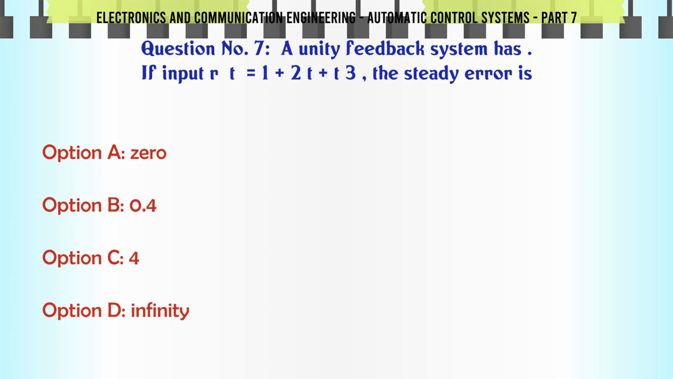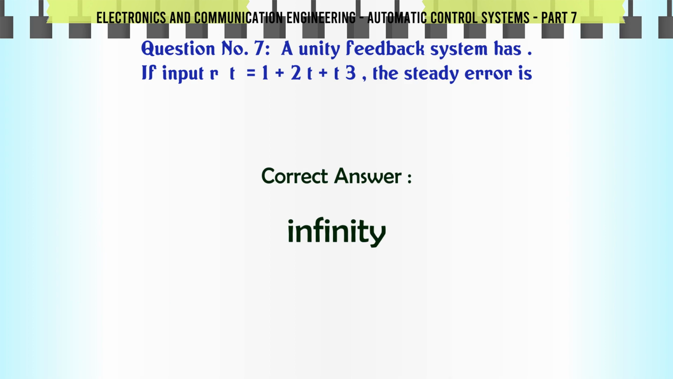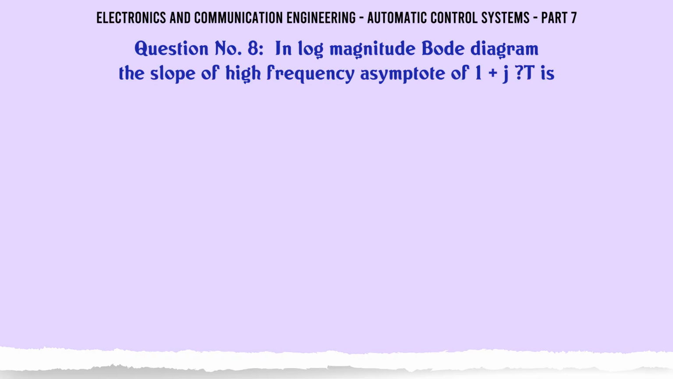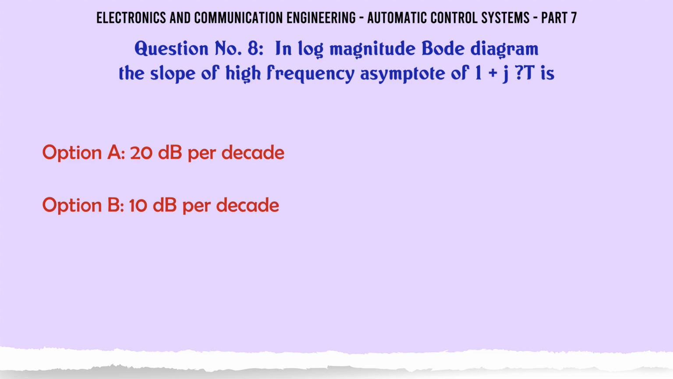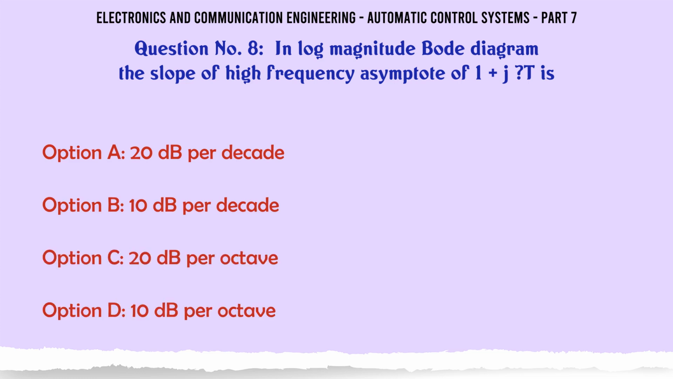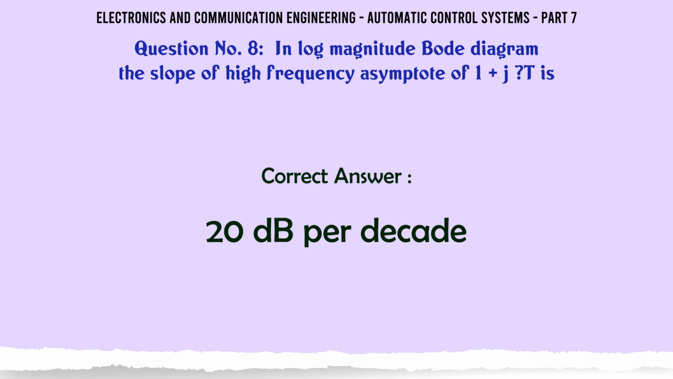A unity feedback system has, if input r(t) = 1 + t + t^3, the steady state error is A: 0, B: 0.4, C: 4, D: infinity. The correct answer is infinity. In log magnitude Bode diagram, the slope of high frequency asymptote of 1/G(s) is A: 20 dB per decade, B: 10 dB per decade, C: 20 dB per octave, D: 10 dB per octave. The correct answer is 20 dB per decade.